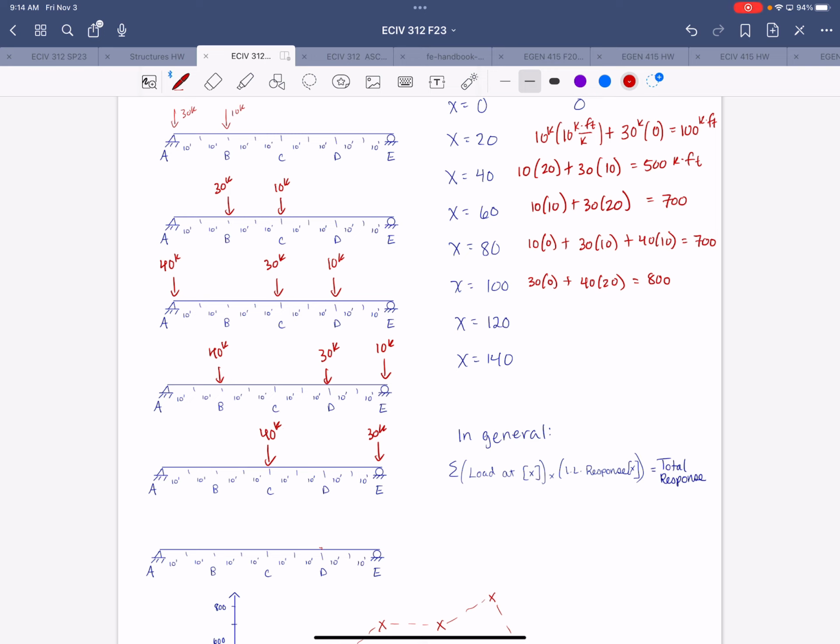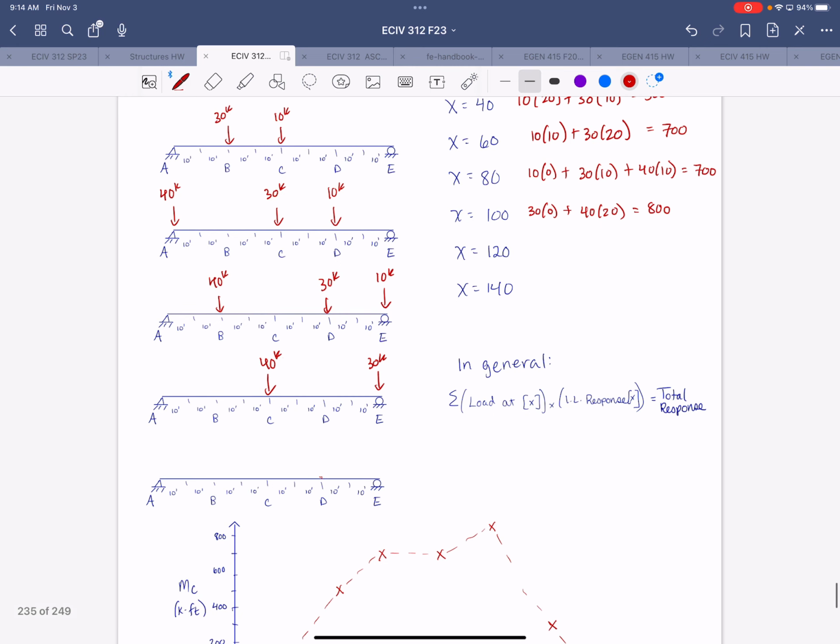And actually, we can tell that that's going to remain the maximum because the next placement will put the 40 kip load at D. And so that would just be 40 times 10, which is 400. And then the final position places the 40 kip load at the support of E, so that's just going to be 40 times 0.